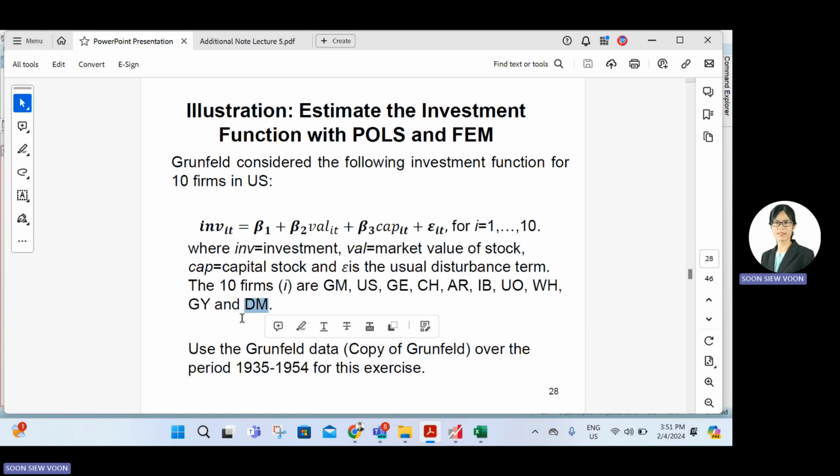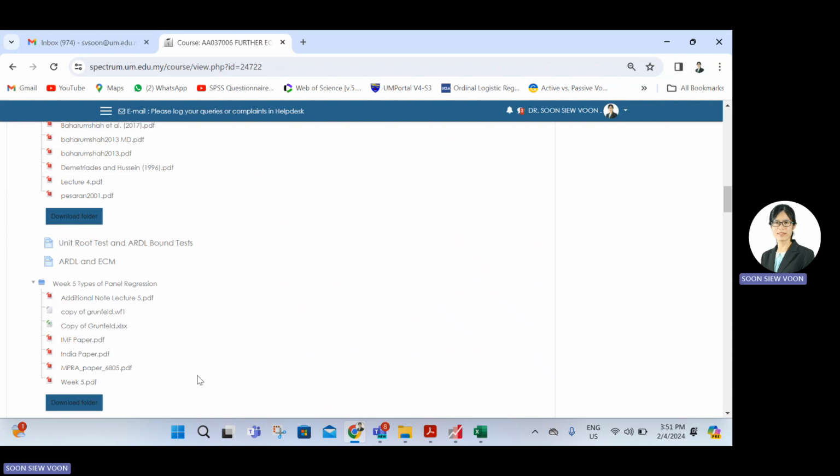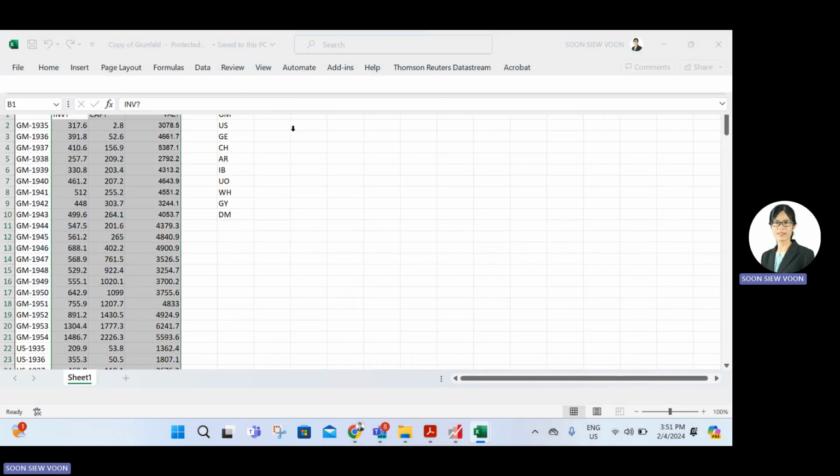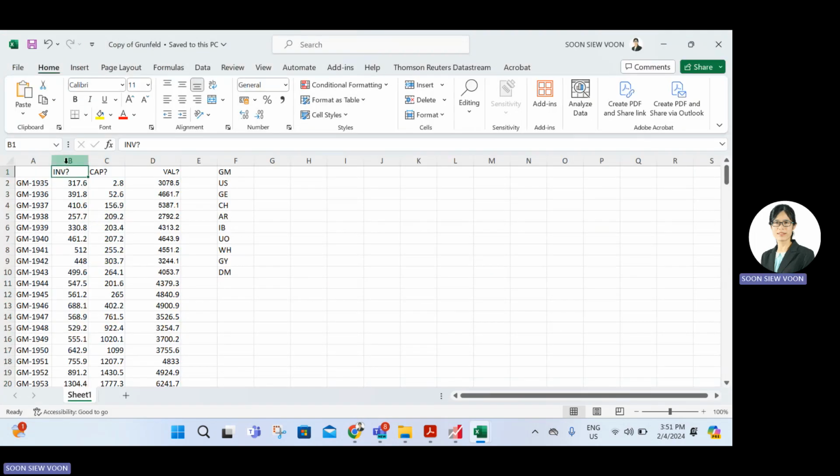This is the data I draw from Grunfeld. It is available in the Excel sheet as well as in the eViews work file. The file name is copy of Grunfeld. Once you open it, we have these three series: the investment series, CAP, and VAL. There is a question mark here.